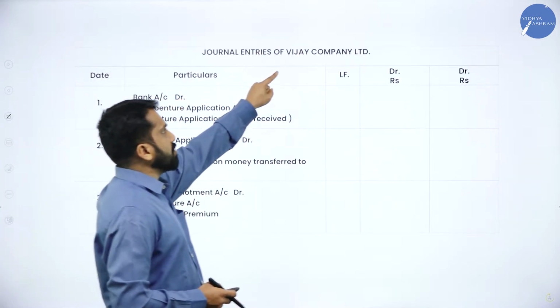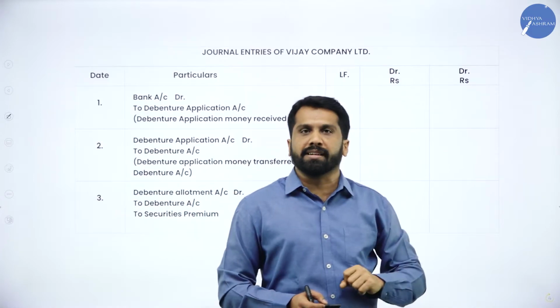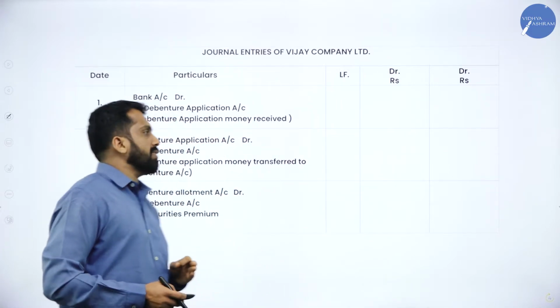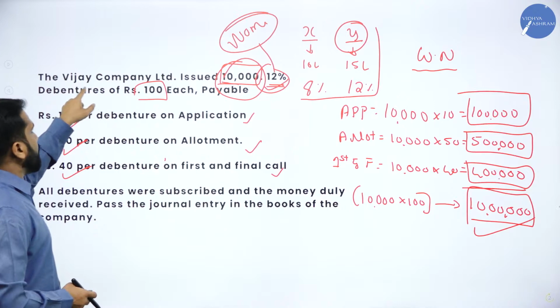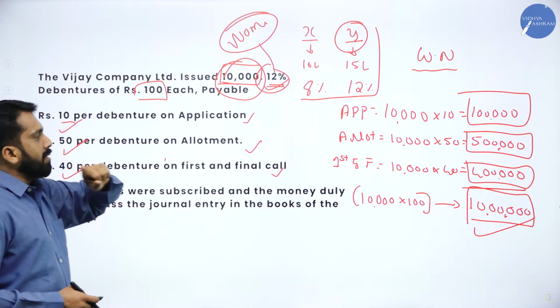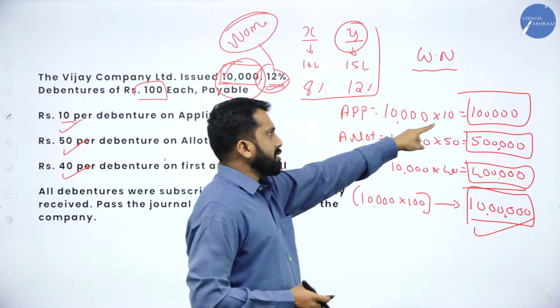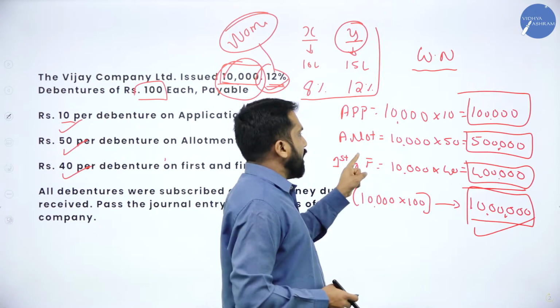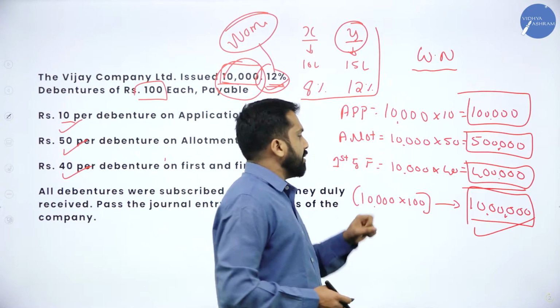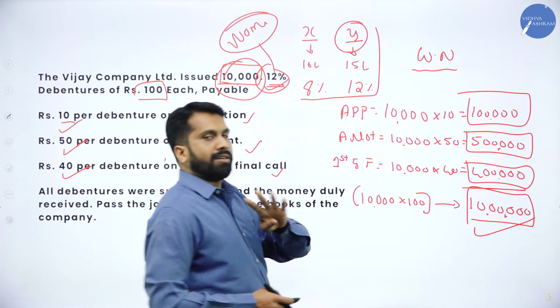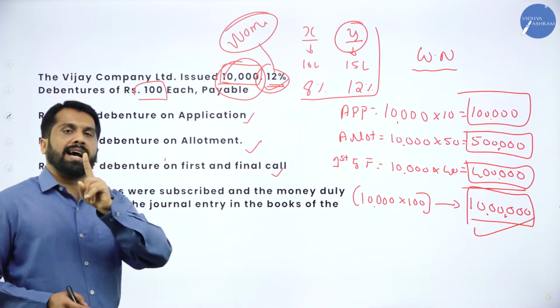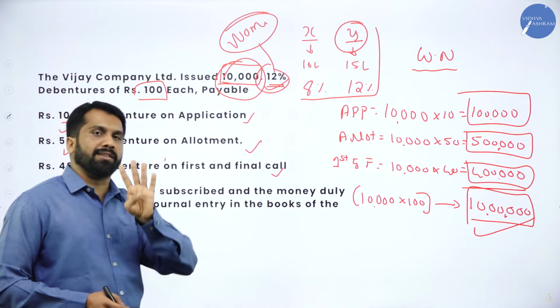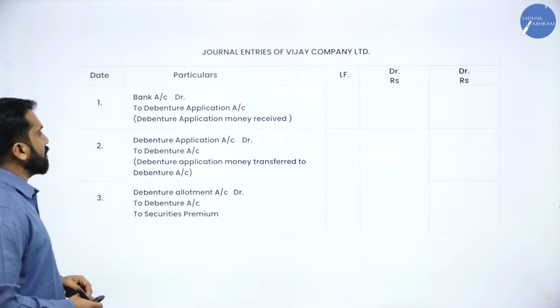These are the journal entries. Journal entries in the books of Vijay Company Limited. Why is it Vijay Company Limited? Your question is all about Vijay. Now, remember, application is how much? 1 lakh. Allotment 5 lakh. First and final call 4 lakh. Application 1, allotment 5, first and final call 4.